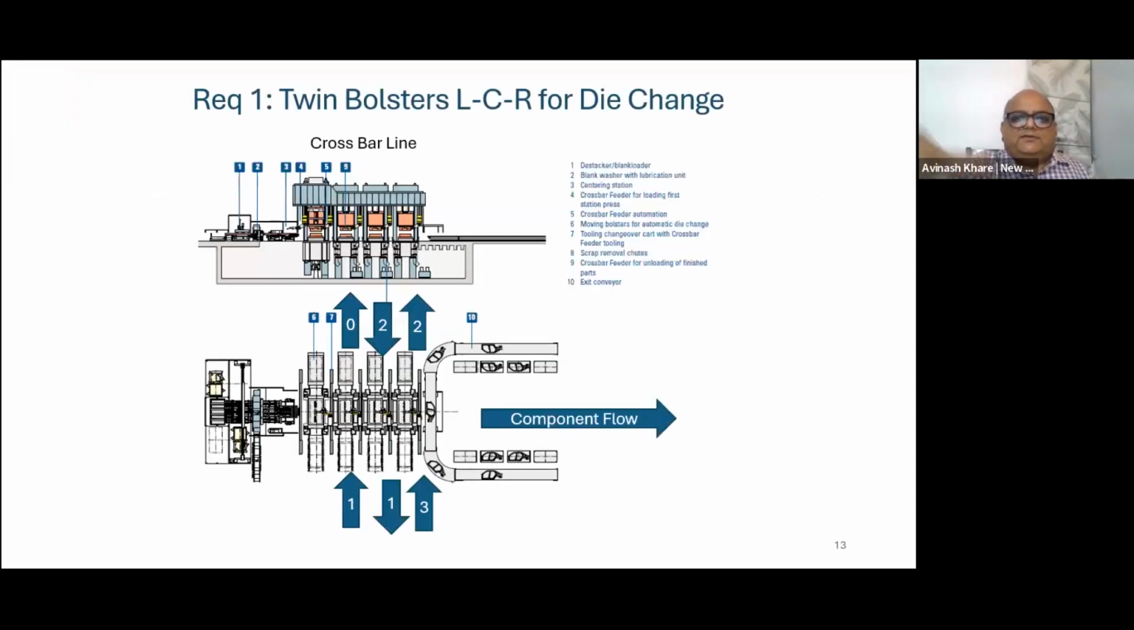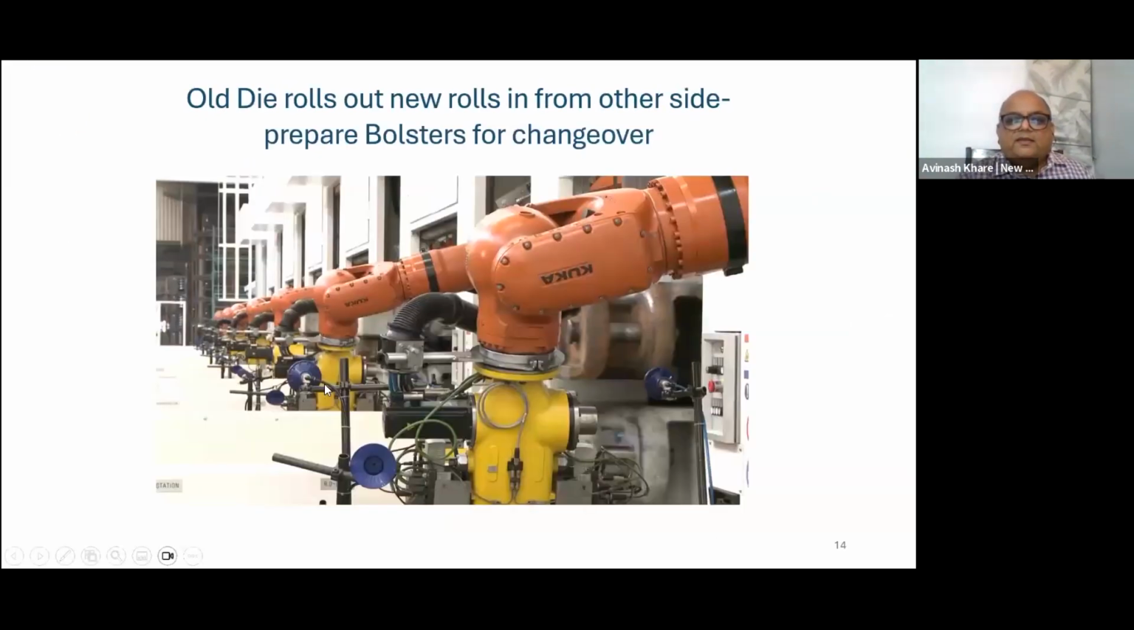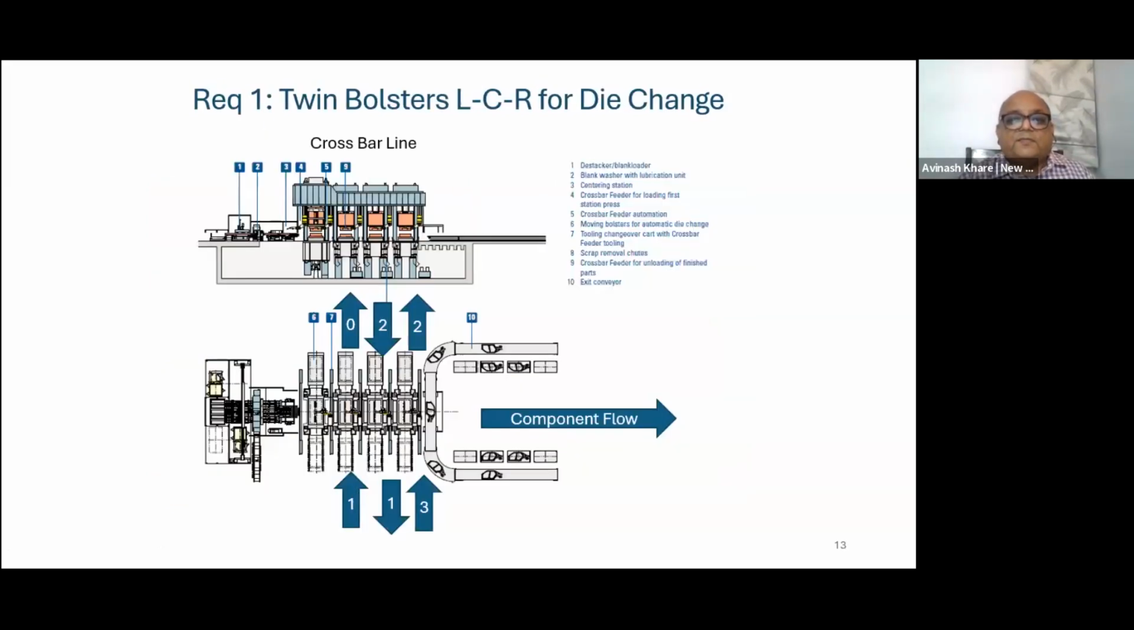I'll talk in pictures. You can read the text later. Now, this is how the press line will look like. So you have two tables, each press has two tables. One remains out, one remains in all the time. So the one which is out, you put the next die there, next set of dies there. Whenever a changeover is there, the older set of dies rolls out and the next set of dies rolls in from the other side directly.